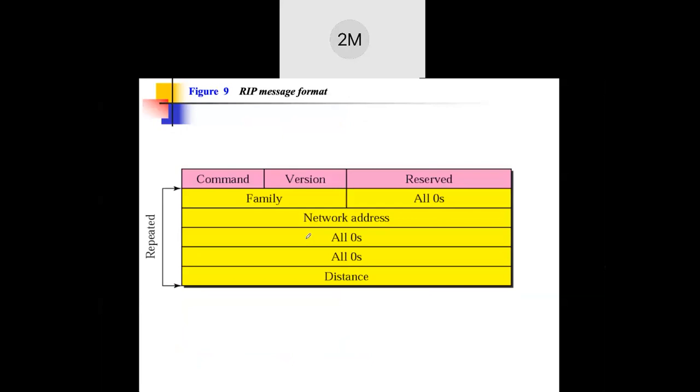Now what you can see here is the message format. Here the network address is mentioned and the cost is mentioned. Remaining all are zeros. Okay. So command, version, this is a reserved field. Network address, distance. So it will exchange that particular message.